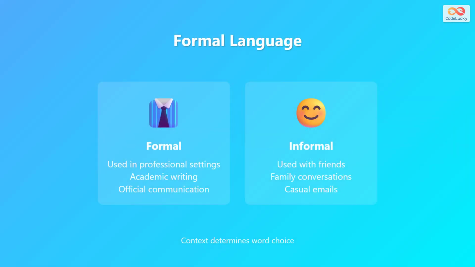Formal language is used in professional settings, academic writing, and official communication. You use formal language when you're speaking to your boss, writing a business email, or attending a formal meeting. Informal language, on the other hand, is used with friends, family, and in casual conversations. You use informal language in text messages, casual emails, and everyday chat. The context you're in determines which words you should choose.